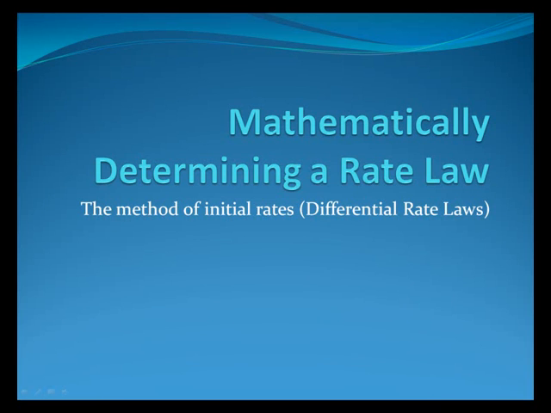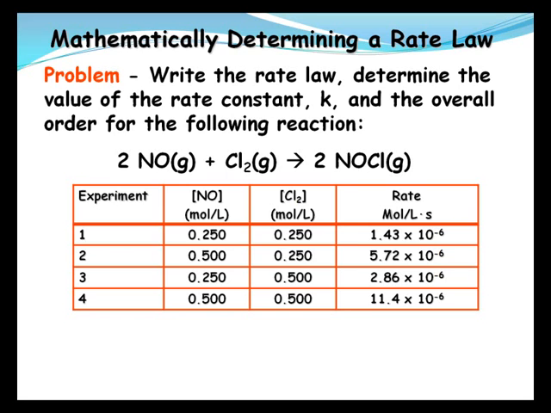This podcast is on mathematically determining a rate law. You can determine them by inspection, but in the AP exam you need to demonstrate how you come to arrive at a particular rate law and the orders that are involved. And one of the ways to do it is mathematically. You can also do it with words and describing, but this is the math way.